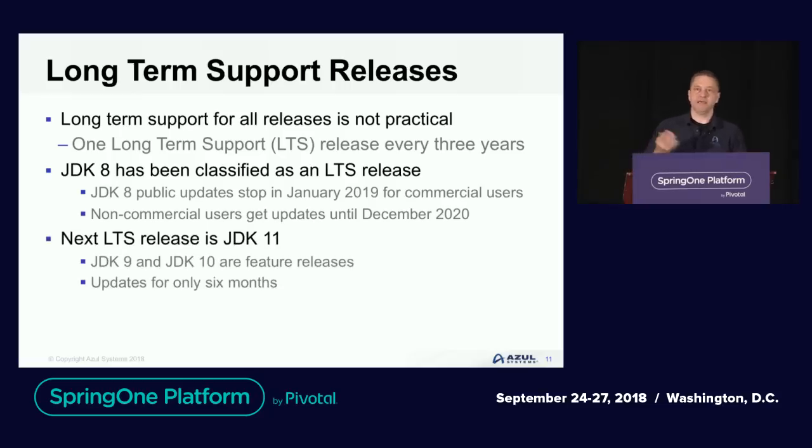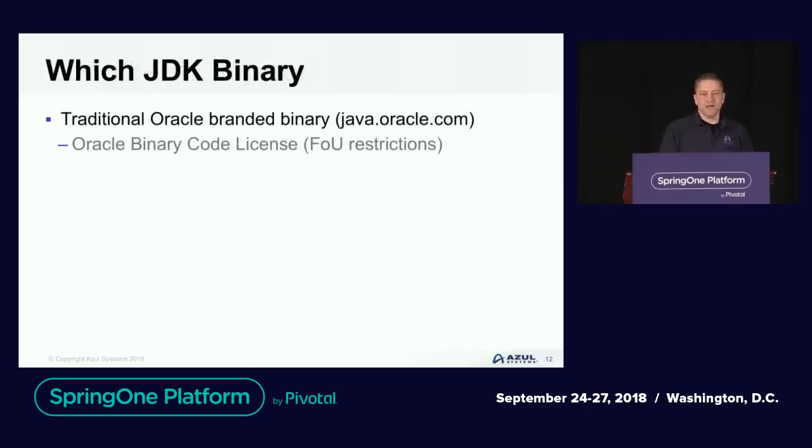The next release is today, JDK 11. As I said, JDK 9 and JDK 10 are feature releases, and what that means is that the updates you get for those are only going to be 2 scheduled updates. So there's an update every 3 months. In the case of JDK 9 and JDK 10, there were 2 updates, and both of those have been released. There will be no more updates for either 9 or 10. So we're moving to 11 now.